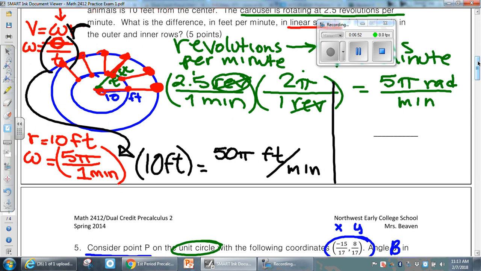So in this case, we will have 50 pi feet per minute. Now, to find the other one, where the radius is 20, what is the only thing you have to change? The radius, that's it. So here it will be 5 pi over 1 minute, that is this part of the formula, divided by 1 minute. That would be the angular velocity times, oh, I'm sorry, this is incorrect. This should be the velocity, because I'm already saying this one times this one.